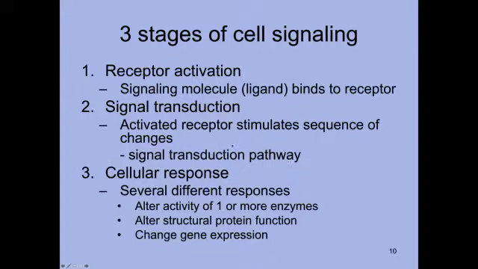In signal transduction, this occurs once the ligand is bound to the receptor. So the ligand's bound, and now the signal is going to be sent throughout the cell. This is usually done through a series of proteins. The receptor now becomes activated, and it'll stimulate some type of sequence of events within the cell. That sequence of events is referred to as the signal transduction pathway. We are going to study a few examples of signal transduction pathways that are used by the cell for multiple signaling purposes.